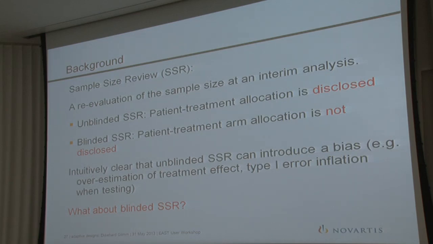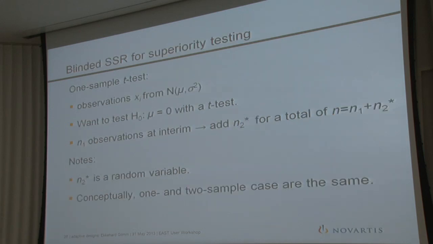In an unblinded sample size review, you would disclose the treatment by patient allocation, so you would know which patient got which treatment. In a blinded sample size review, you do not know this. So you know the results, but you don't know who is in which group. And it's intuitively clear that unblinded sample size re-estimation can introduce a bias because of the selection that you are doing.